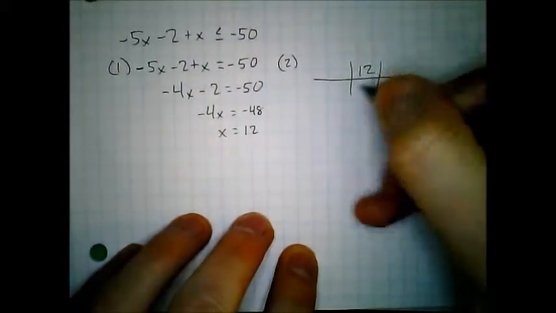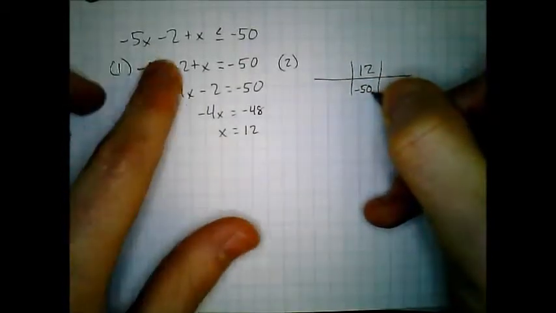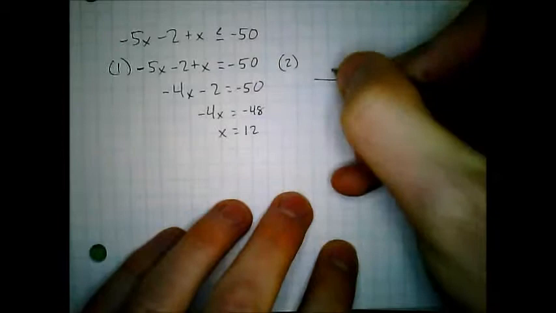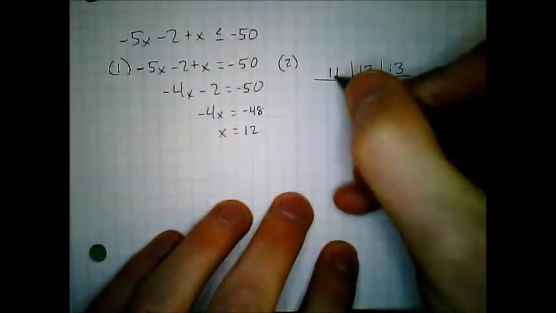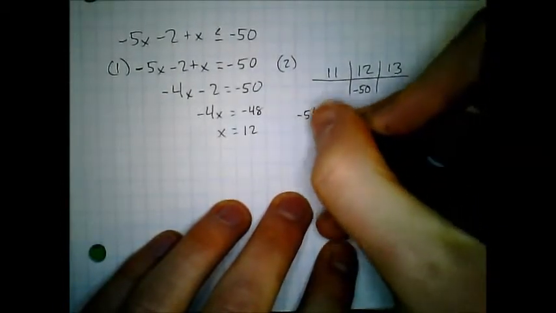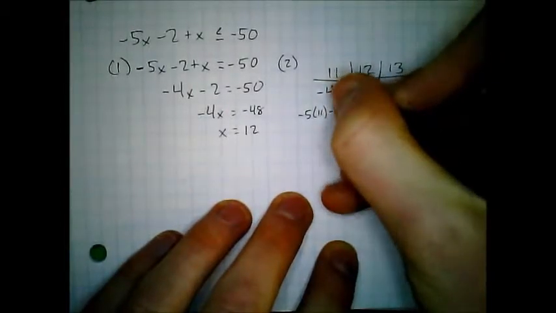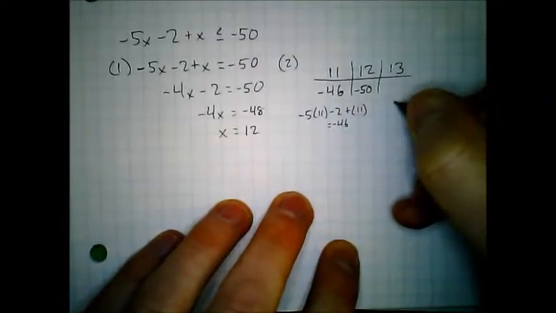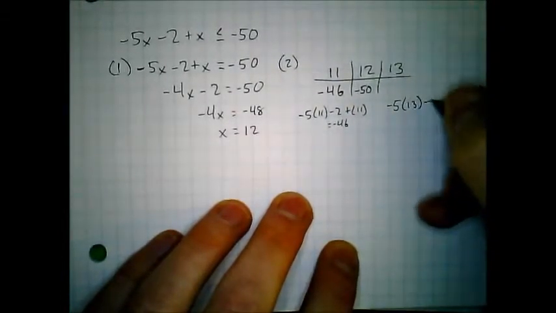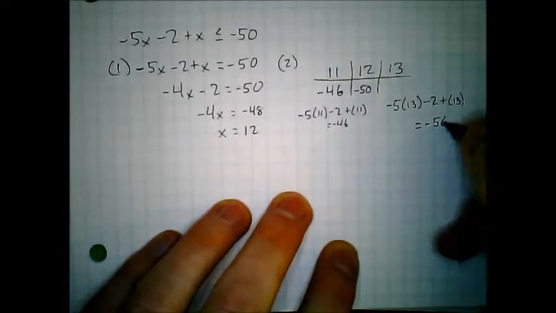So now we set up our table around our boundary point. We know when x equals 12, the expression equals negative 50. So we want to know what's going on before 12 and after 12. Okay, so when x equals 11, we do negative 5 times 11 minus 2 plus 11. This equals negative 46. Then we do 13. We do negative 5 times 13 minus 2 plus 13. This equals negative 54.